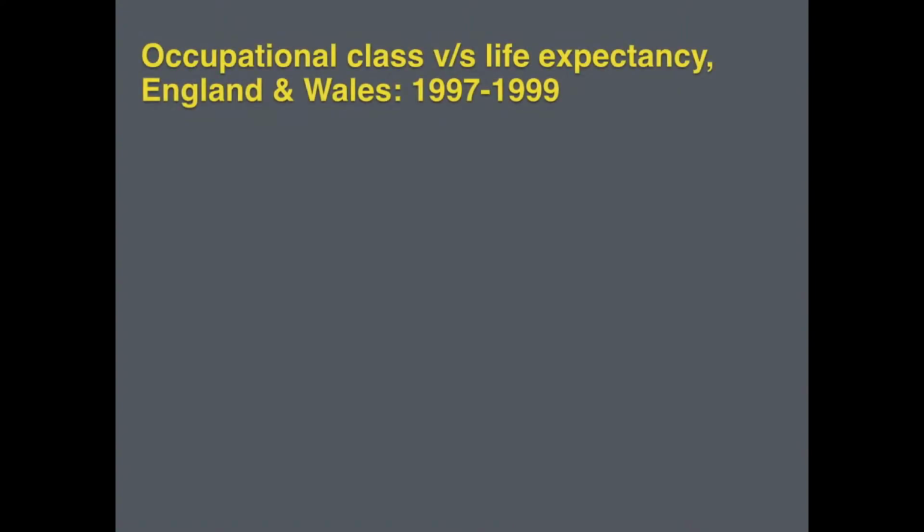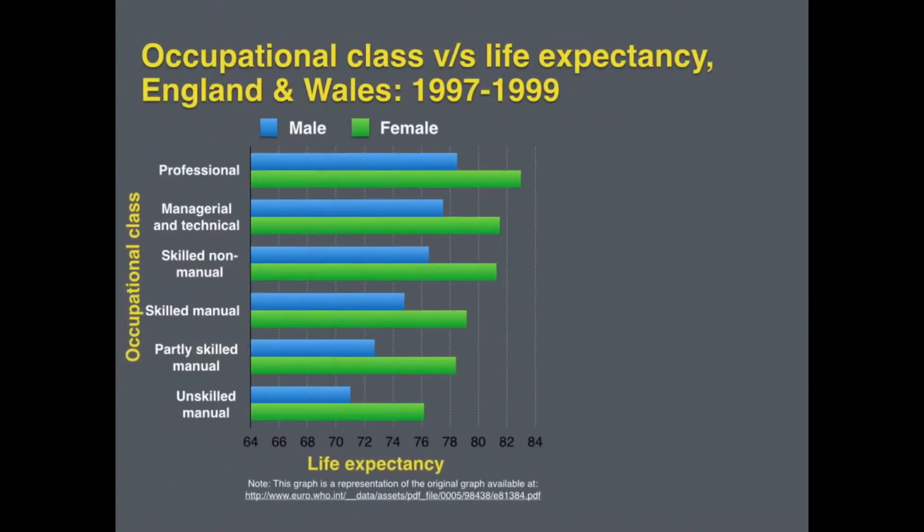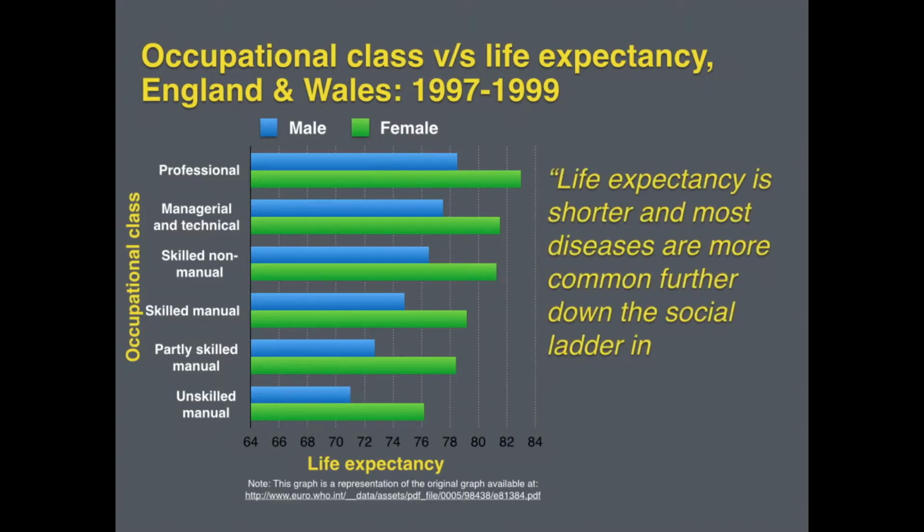For example, in a survey of life expectancy and occupational class, it was found that socioeconomic status and social gradients had a very important role to play on health. Even though women in general enjoy higher life expectancies than males in most populations all over the world, we find that even this biological disadvantage can be neutralized by the effect of social inequalities. Life expectancy is shorter, and most diseases are more common further down the social ladder in each society.